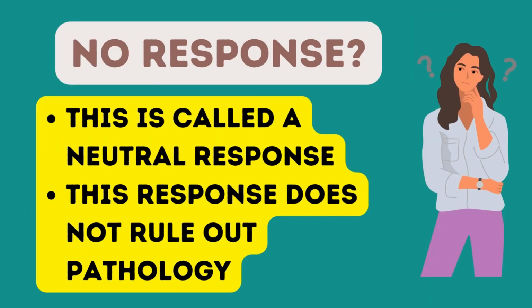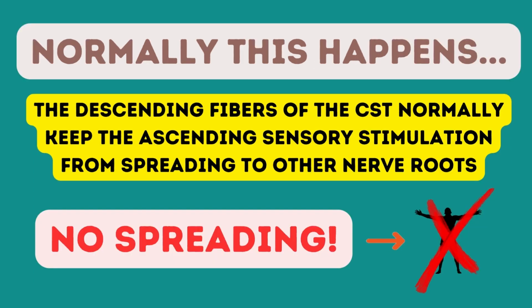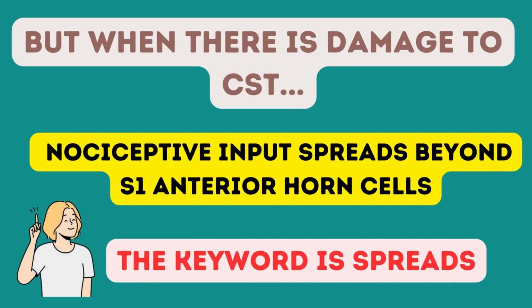Sometimes there is no response to stimulation. This is called a neutral response. This response does not rule out pathology. Normally, the descending fibers of the CST keep the ascending sensory stimulation from spreading to other nerve roots. But when there is damage to the CST, nociceptive input spreads beyond S1 anterior horn cells. Remember, the key word is spreads.